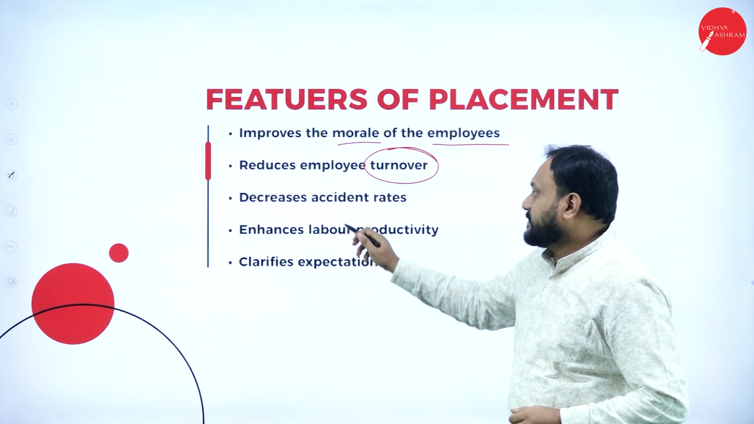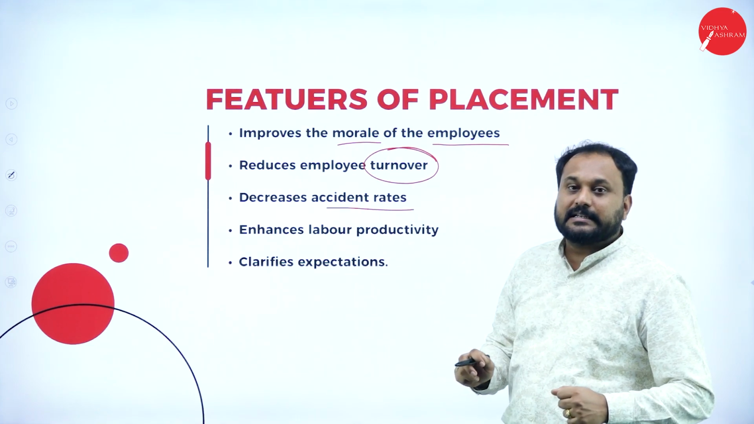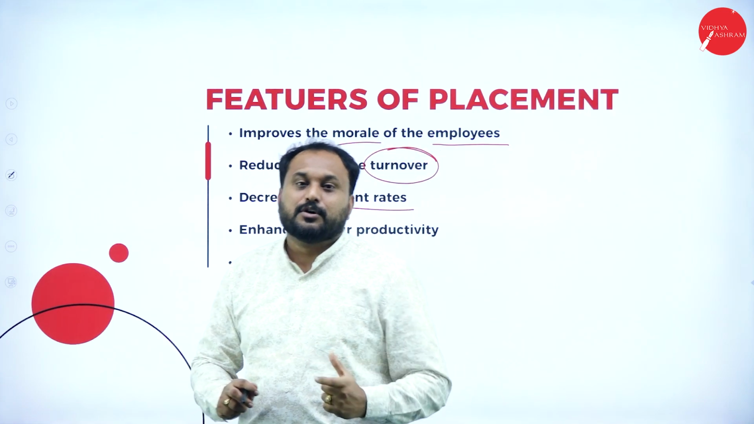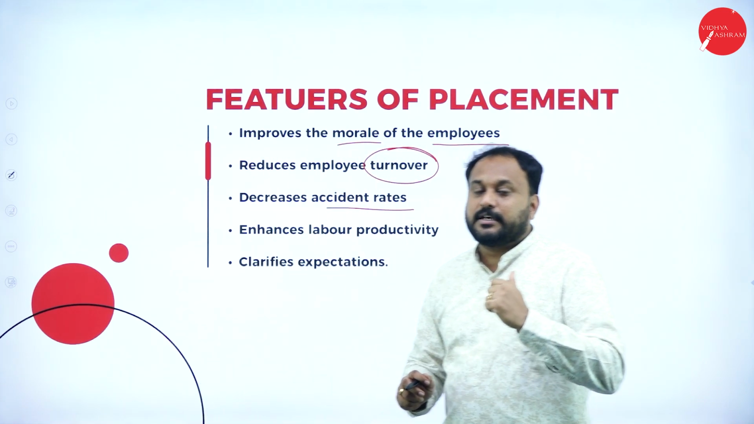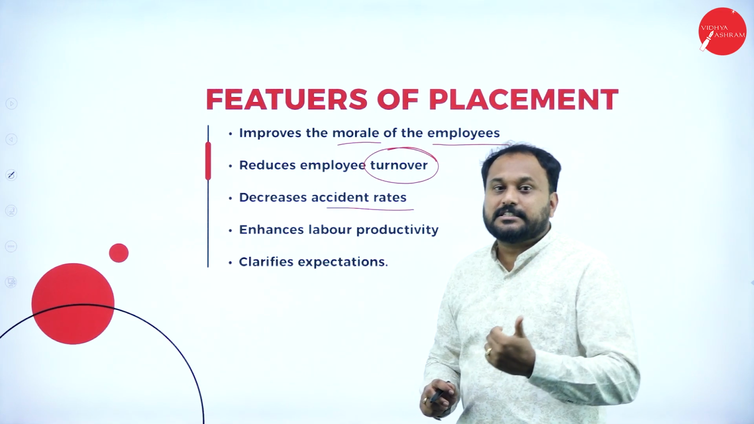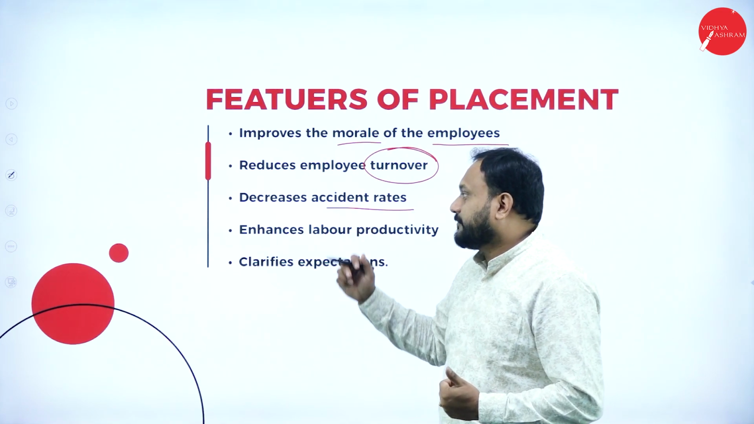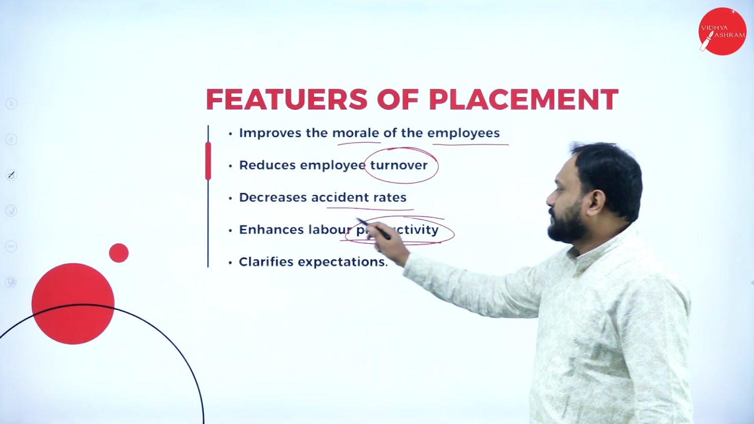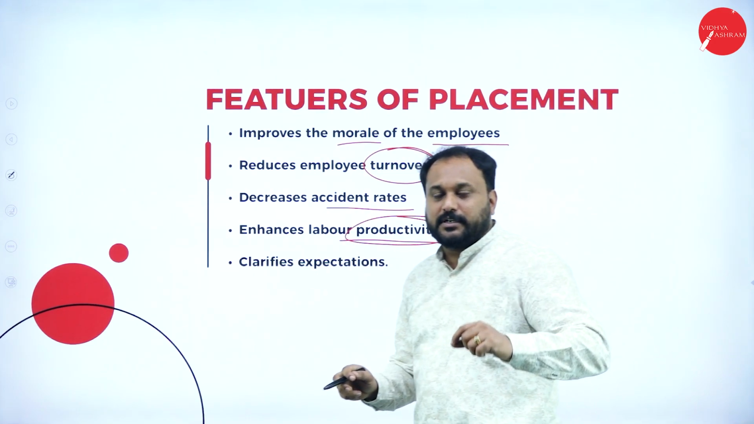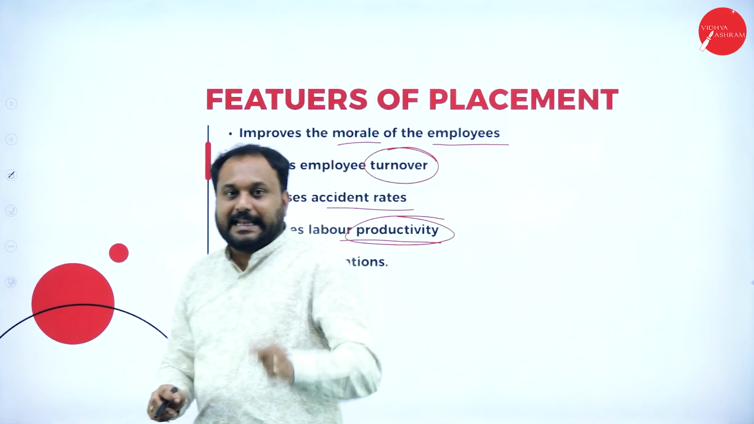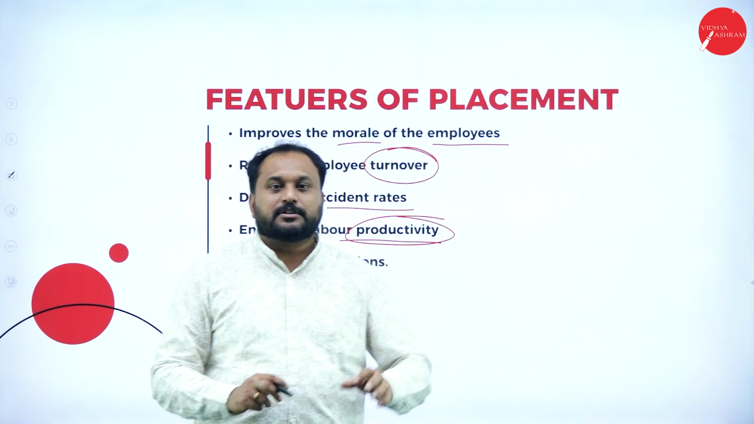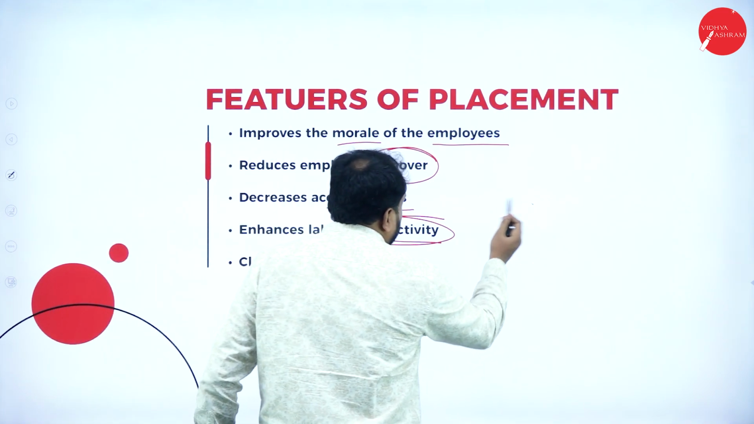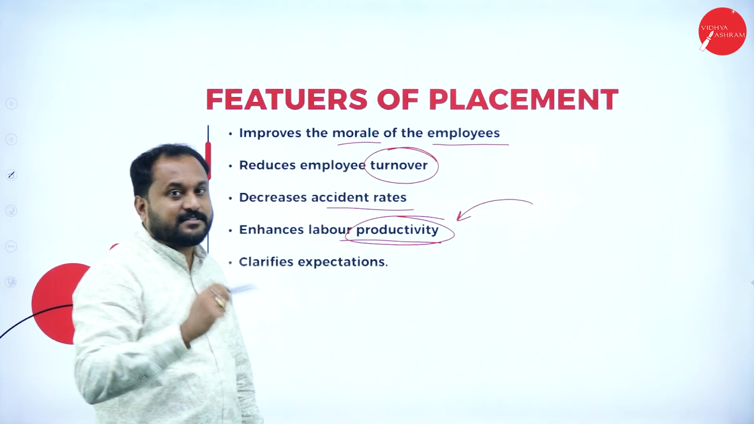Next is decreases accident rates. Why does it decrease accident rate? Because you have selected the right person, the best person, who will not do anything without his knowledge. So negligence will be less. So that is how the accidents will be less. Enhance labor productivity. See, whatever you do, I always repeat this word. Why they do selection, recruitment, or human resource planning or human resource development is only to make sure that the productivity increases daily.